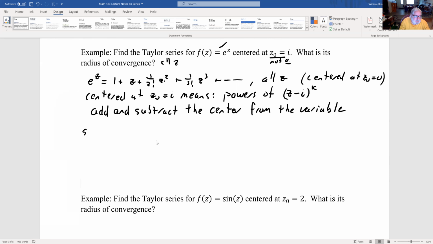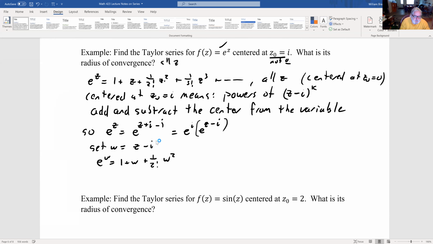So e to the z is the same thing as e to the z plus i minus i, right? And there's our z minus i. It's e to the i times e to the z minus i. Great, so I'm going to look at this term and say, okay, set w equal to z minus i. Then e to the w is equal to what? 1 plus w plus 1 over 2 factorial w squared plus 1 over 3 factorial w cubed plus dot dot dot, for all w.